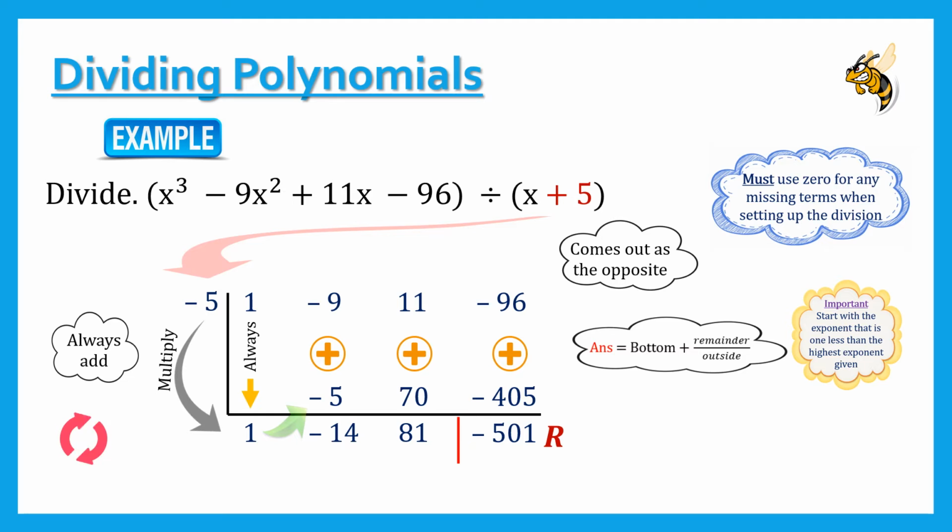Important. Remember, we always start with an exponent less than the one that was given. So we started off with x cubed. So that means my answer will start off with x squared. So the first one would be x squared. The second one would be x, and then is a number. So my answer would be x squared minus 14x plus 81 minus 501 over x plus 5.